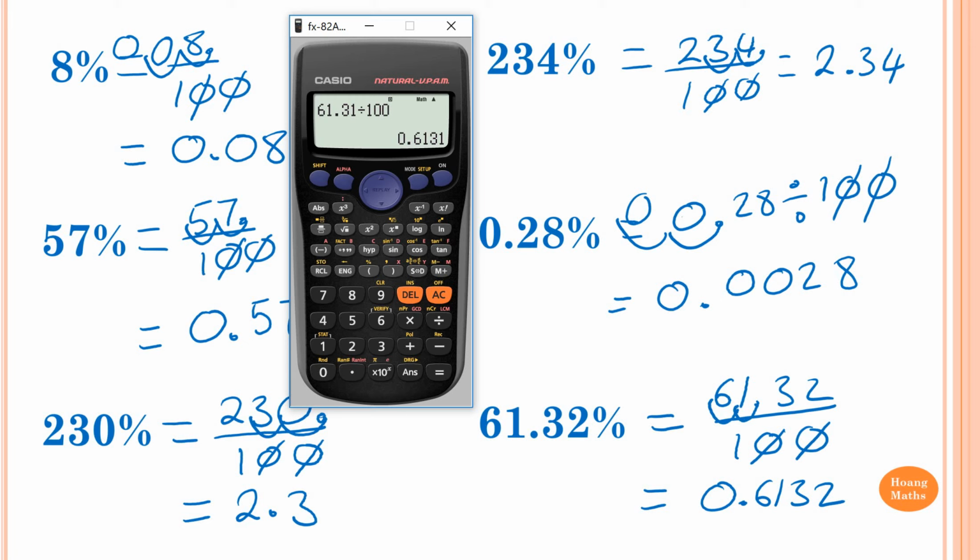So to use the calculator, just remember, if you want percentage, you times 100. You do not want percentage, you just divide by 100. And you can just convert using the SD button, either fraction or decimal, depending on the nature of the question.